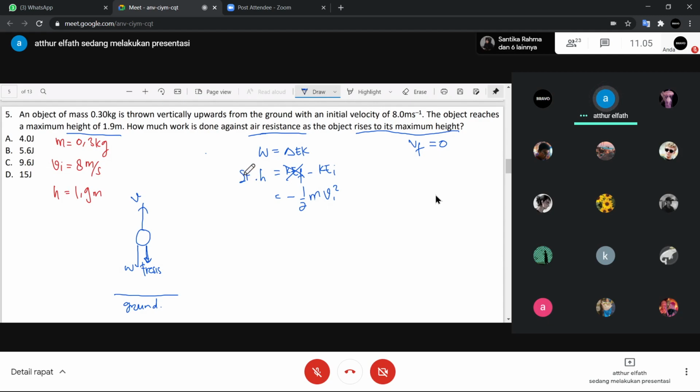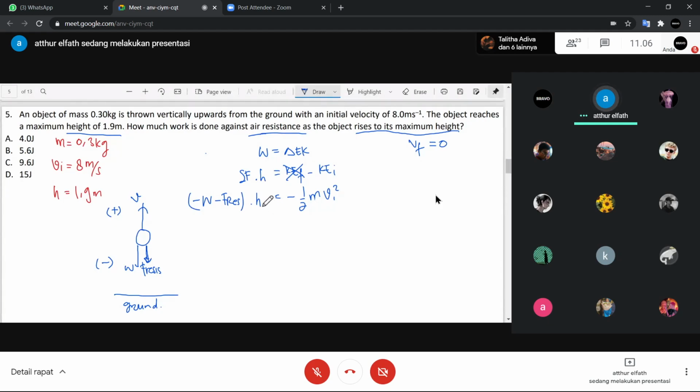Now, sigma F. I told you there are only two forces, and both of them are directed downward. So we have to make the assumption that the downward force is negative, meanwhile the upward is positive. But in this question, there is no upward force, only two forces in the downward direction. So we can write: minus weight force minus F resistance, times the height.